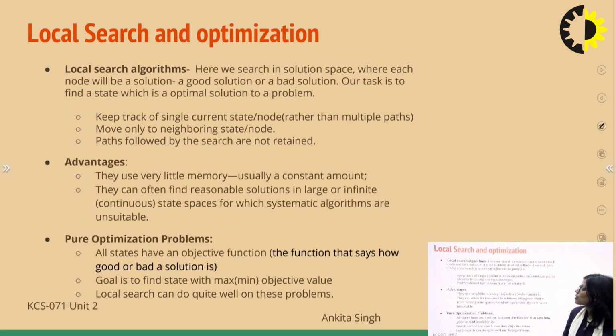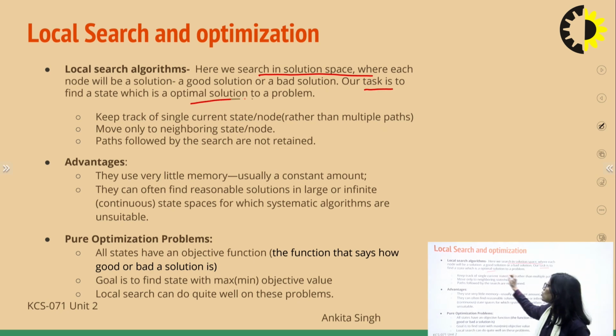Now in local search algorithms, we search in a solution space where each node is a solution. We have many solutions in hand, and each solution is a node. That node represents a solution, and that solution could be either a good solution or a bad solution. Our goal is to find the best solution. So our task is to find a state which is the optimal solution to a problem.